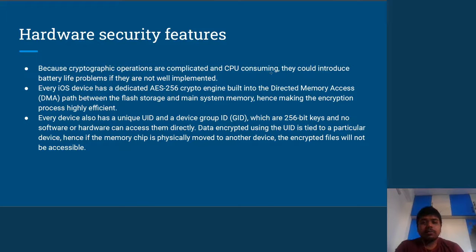Hardware security features are necessary. Because cryptographic operations are complicated and CPU consuming, each iOS device has a dedicated crypto engine built in the DMA path between flash storage and main memory, hence making the encryption process highly efficient. Every device has a unique ID and a device group ID, which are 256-bit keys, and no hardware and no software can access them directly.